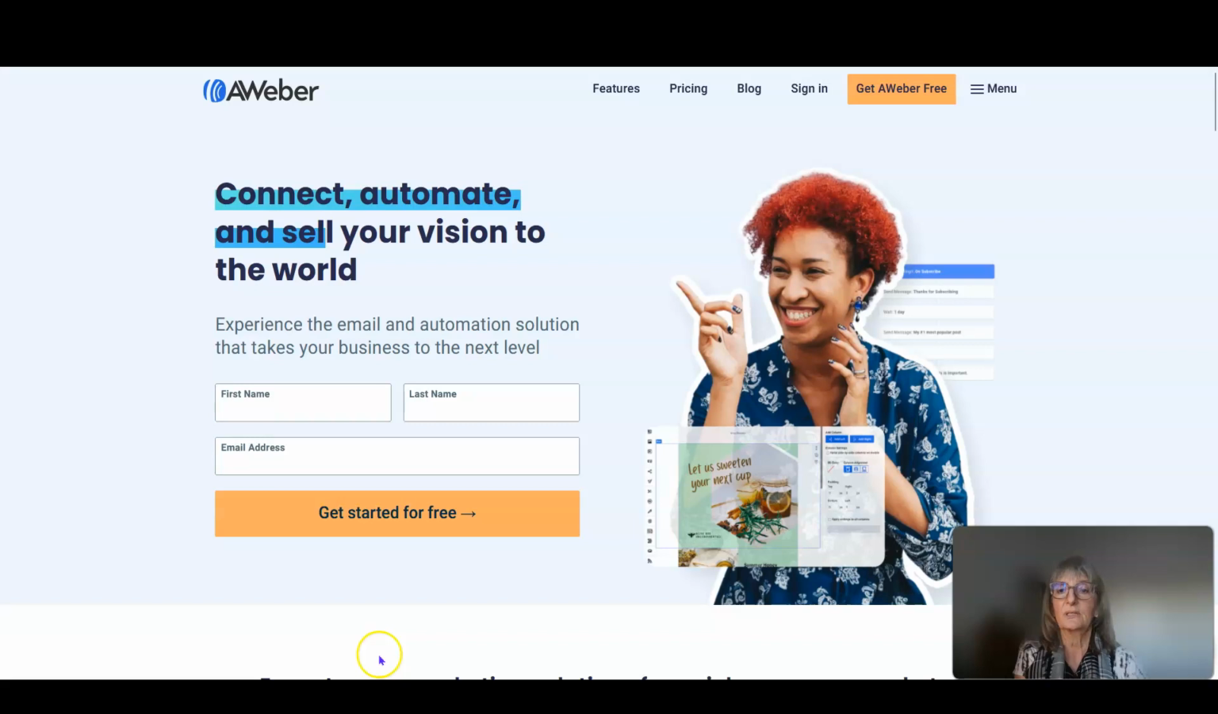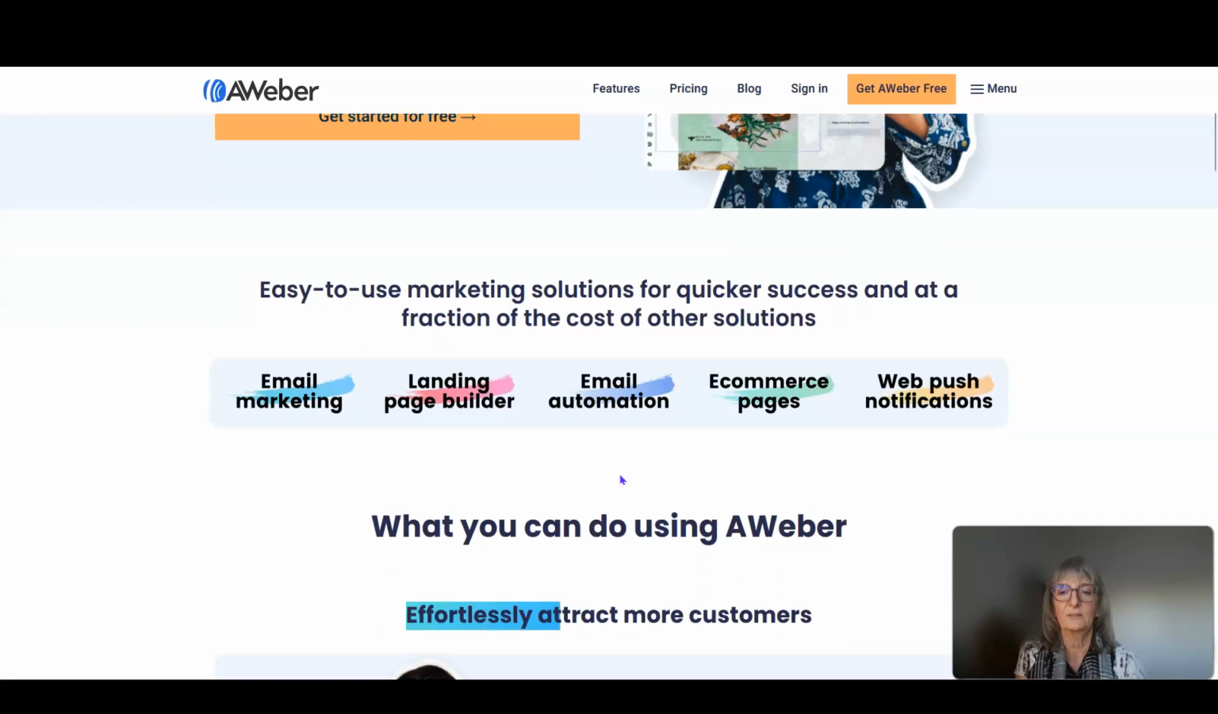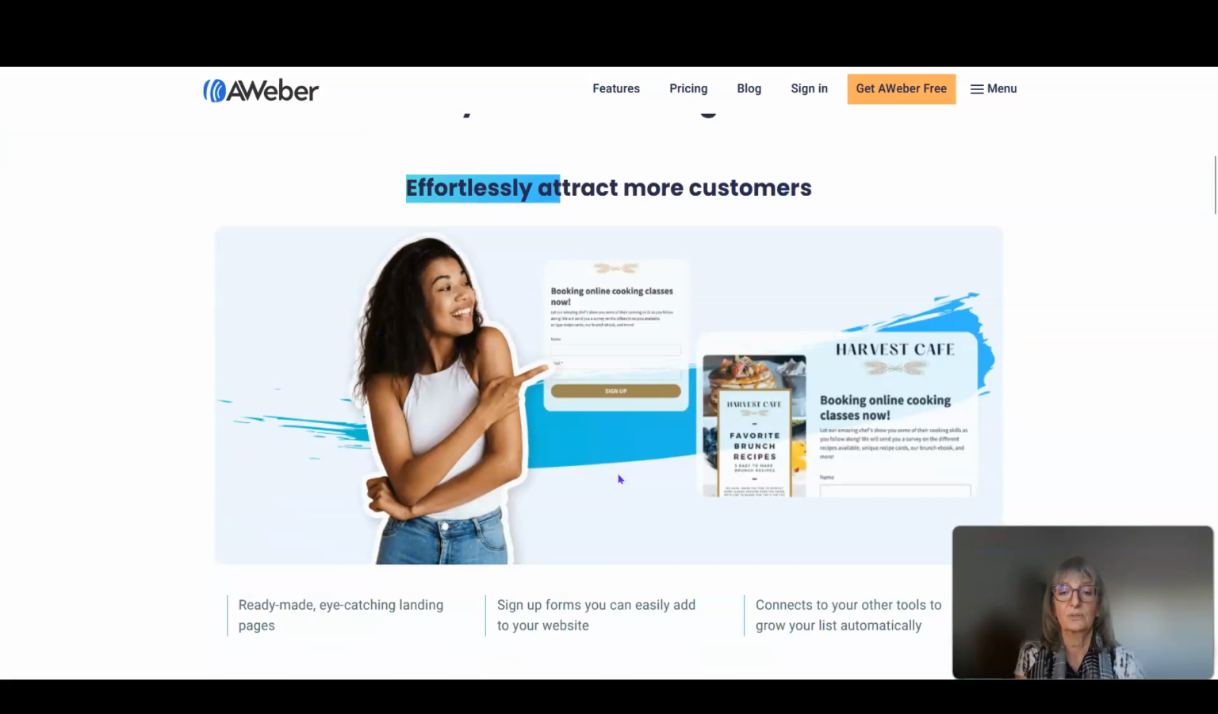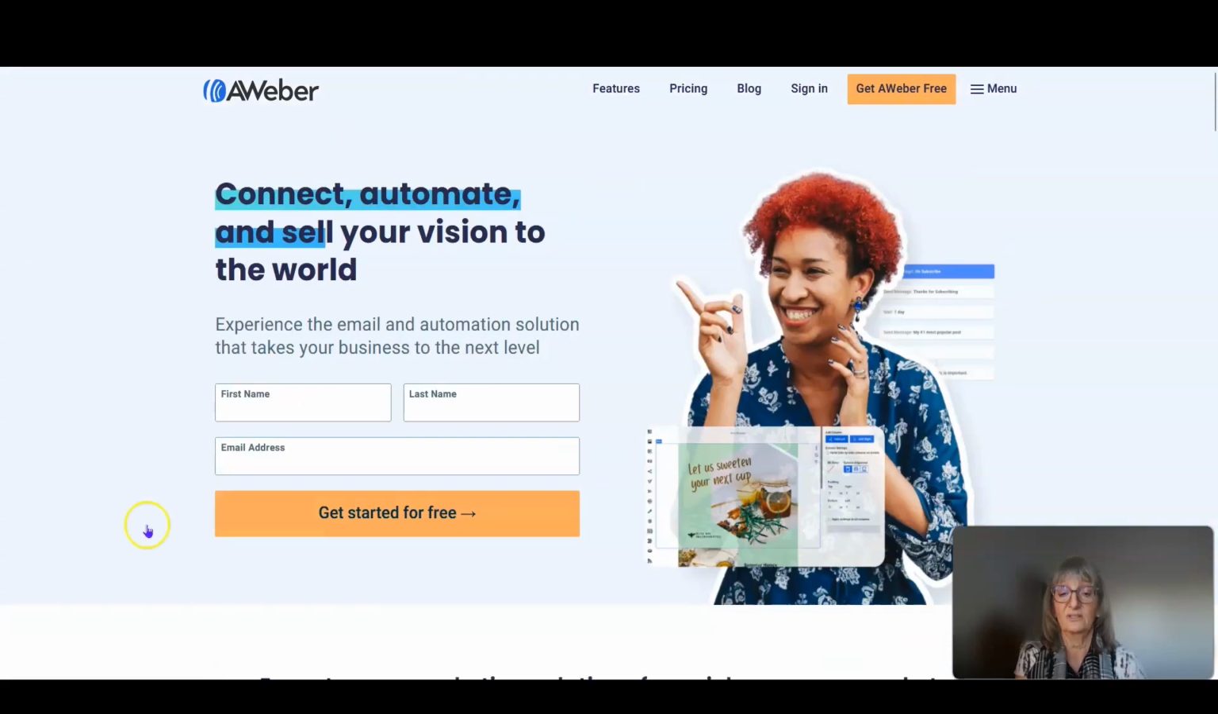Let's take a look at what we're seeing here. So we're seeing connect, automate, and sell your vision to the world. Okay, just looking real quickly here for do's. Okay, so far I'm seeing a lot of do's. So this is a treat. First of all, the design. There's a lot of white space. That's very nice. We have a headline that's connect, automate, and sell your vision to the world.